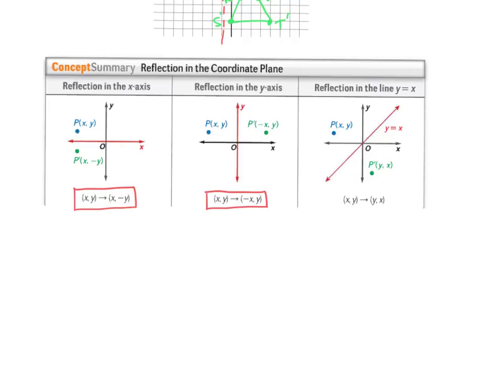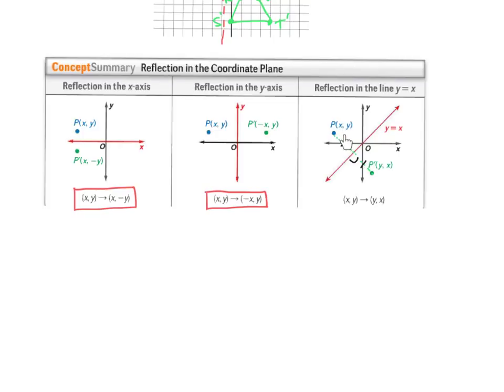And then another interesting reflection is to reflect in the line y equals x. When you reflect in the line y equals x, notice that, again, that line y equals x is the perpendicular bisector of a segment that connects P to P prime. And what happens is the point (x, y) becomes the point (y, x).